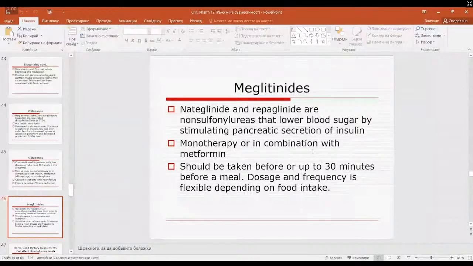The next class of drugs are called meglitinides, and the examples here are nateglinide and repaglinide, and they are again drugs that stimulate the release and secretion of insulin by the pancreatic beta cells, and that's why they're called insulin secretagogues. They can either be used as monotherapy or in combination with metformin, and again, they should be taken before eating a meal in order to avoid hypoglycemia.